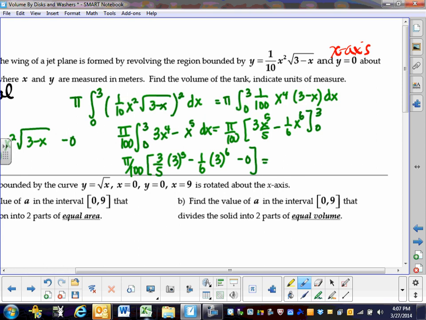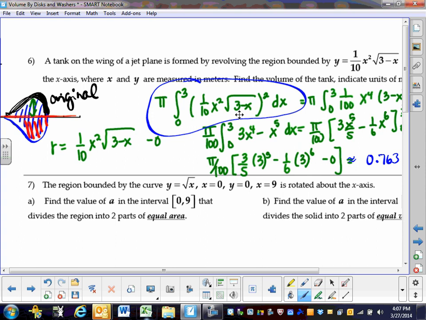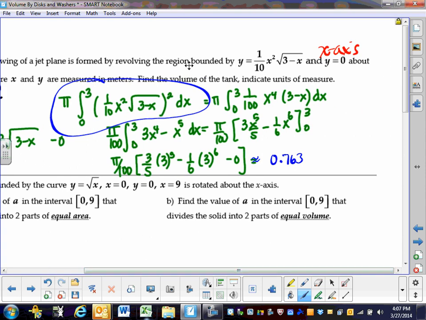Okay, now if I were to substitute all of this instead, starting from here into my calculator and never do any of it by hand, this would simplify or reduce to an approximation of 0.763. Now this is the only type of problem that would ever put units. You normally do not make up units for any of these area volume problems, but this one gives us units. So if x and y are measured in meters, we are finding volume. Our volume is going to be in meters cubed.